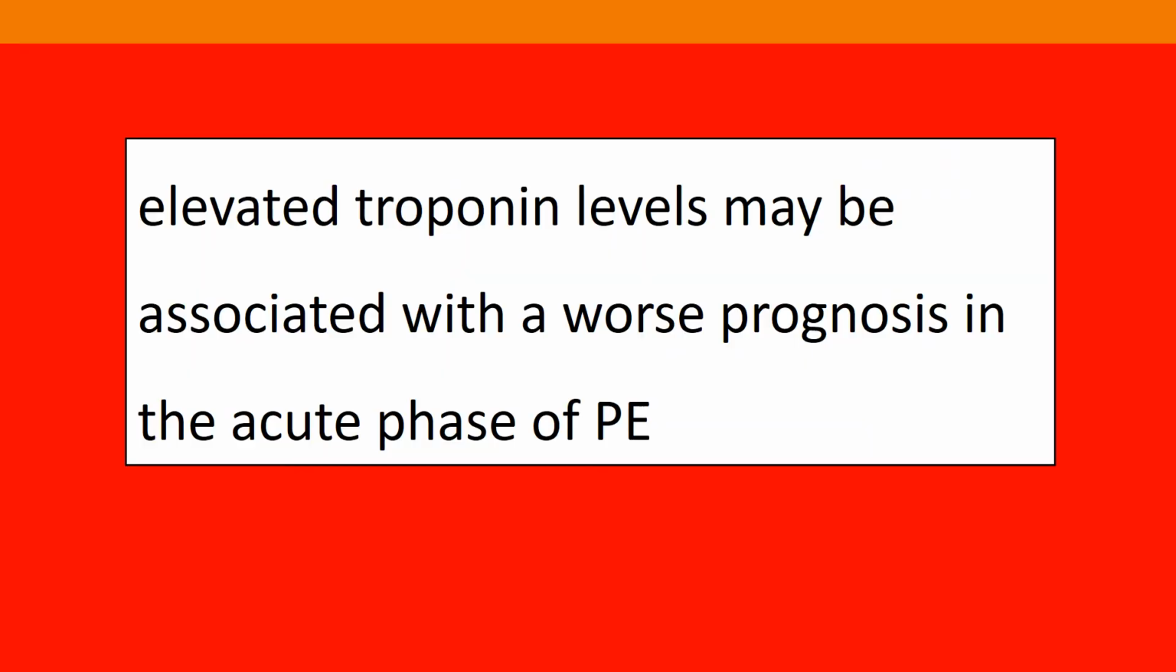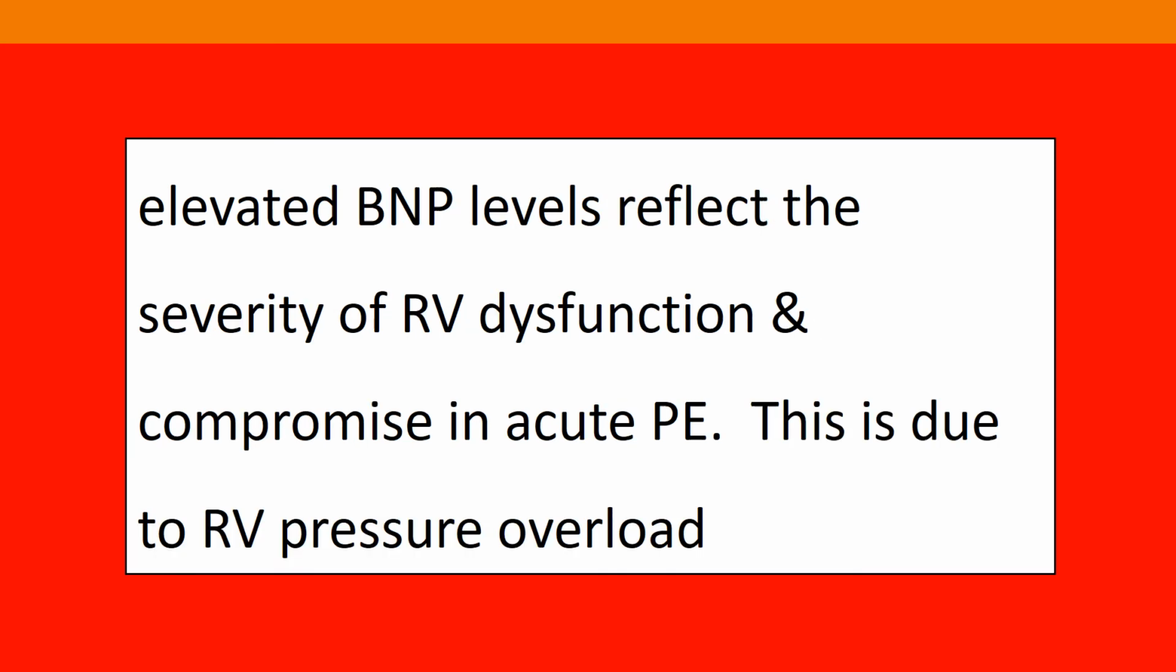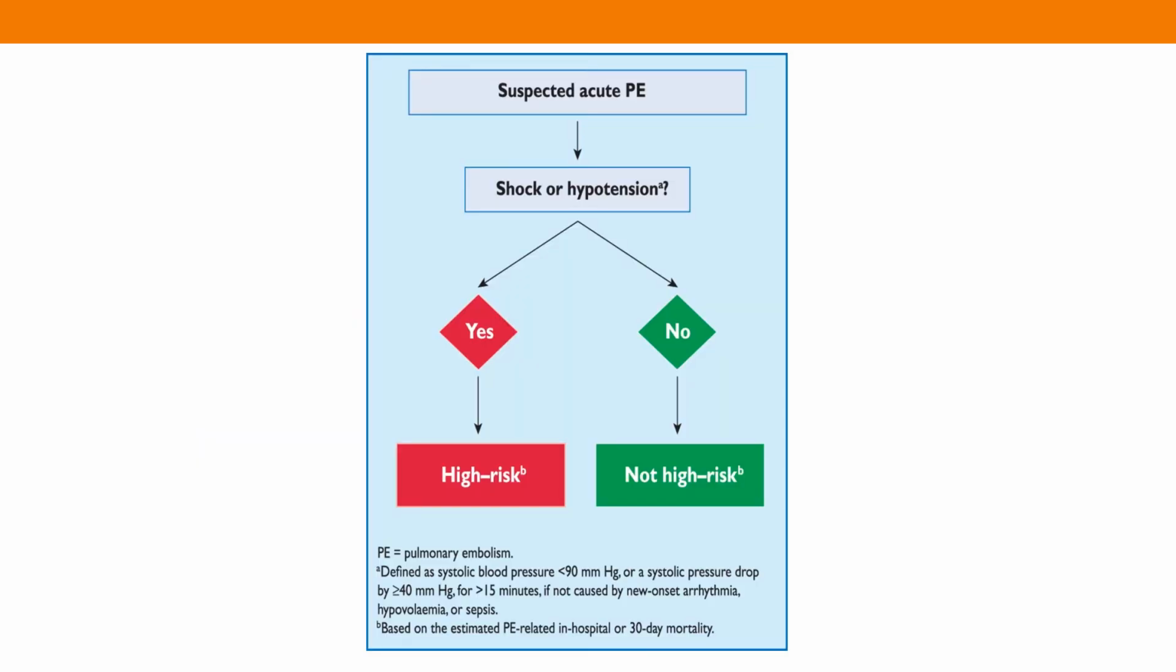So elevated troponin levels: often when these patients present to the emergency department with pleuritic or cardiac sounding chest pain, they'll often have a troponin test done as well as a D-dimer, and elevated troponin levels may be associated with a worse prognosis in the acute phase of PE, and therefore urgent echocardiography should be requested. Elevated BNP levels reflect the severity of right ventricular dysfunction and compromise in acute PE, and this is due to right pressure overload, which then causes the release of the BNP and troponin.